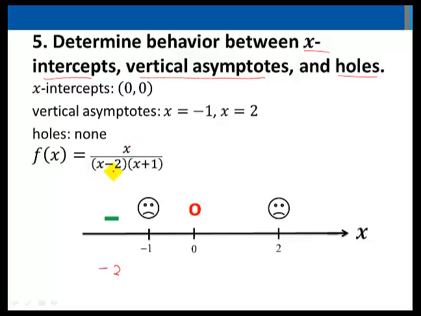I'll pick a test value between negative 1 and 0, maybe negative 1/2, so I will have a negative 1/2 over a negative times a positive, which will give me positive values in this second interval on the sign chart. In the third interval, we can pick a test value of 1 over 1 minus 2 times 1 plus 1. We'd have a positive over a negative times a positive, which will tell us that there are negative values for y in this third interval. And in the fourth interval, maybe I'll pick 4 for an x value. I'd have 4 over 4 minus 2 times 4 plus 1. That will give us positive values in the last region there.